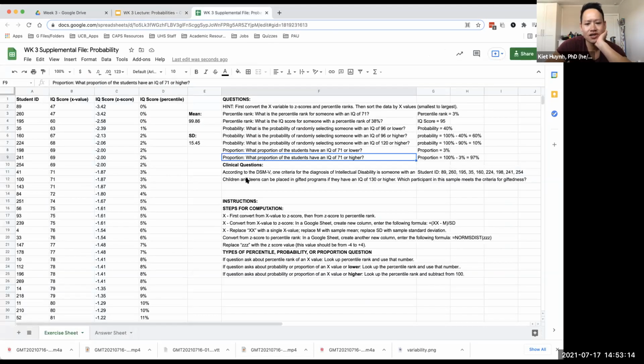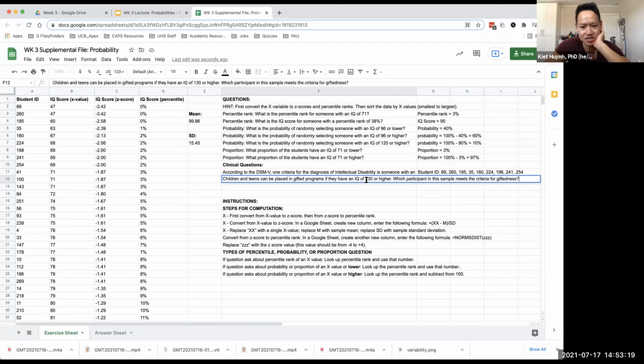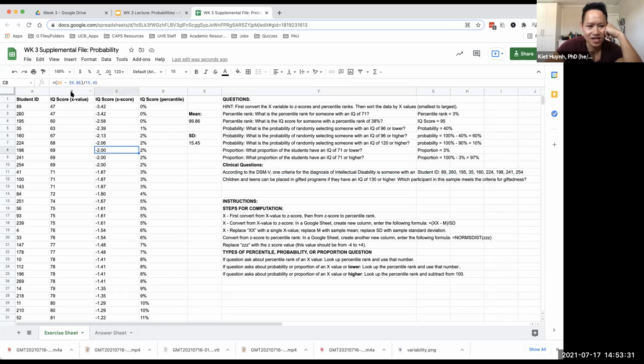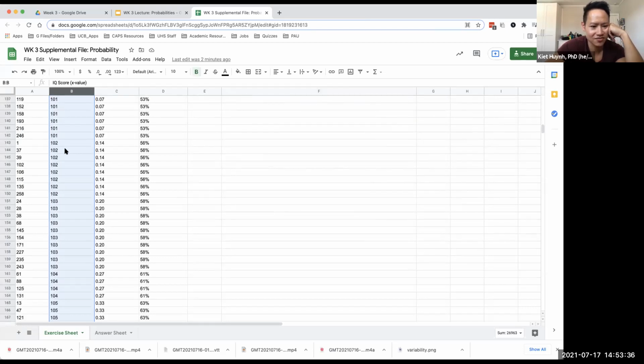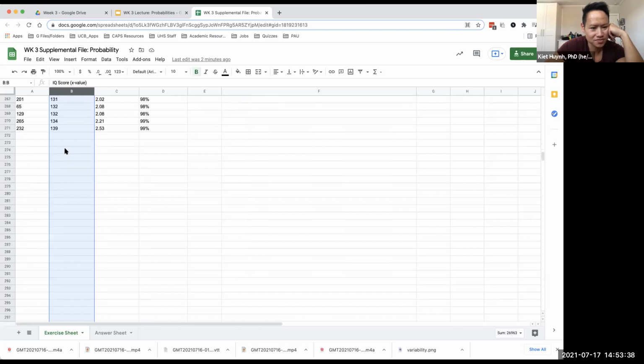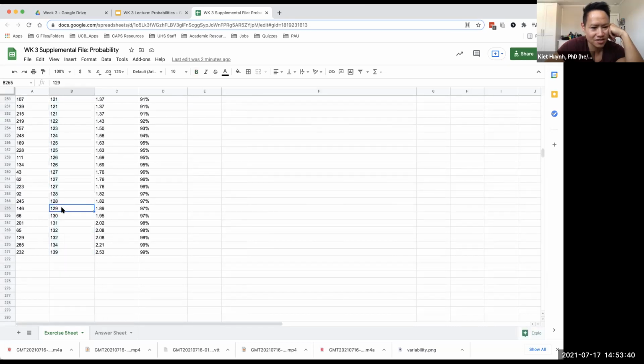So as a psychologist, sometimes you could do these testings to help get students into these gifted programs by giving them IQ tests. Okay, so if they have an IQ of 130 or higher, which participants in the sample meet this criterion for giftedness? Again, look at the IQ score. It's from smallest to largest. So we go all the way down and look for 130 or higher. So here it is. These 6 students would meet the criteria for giftedness.